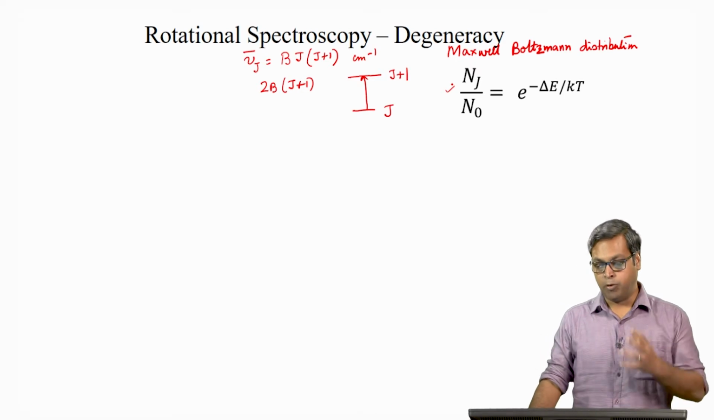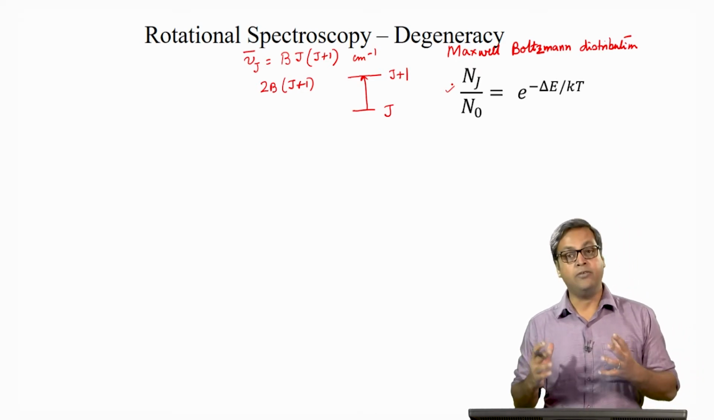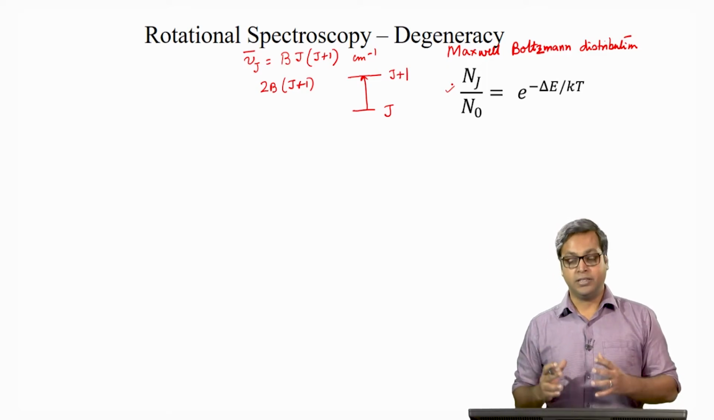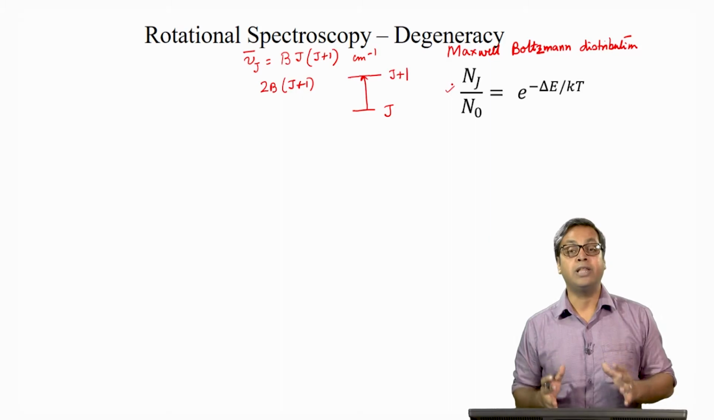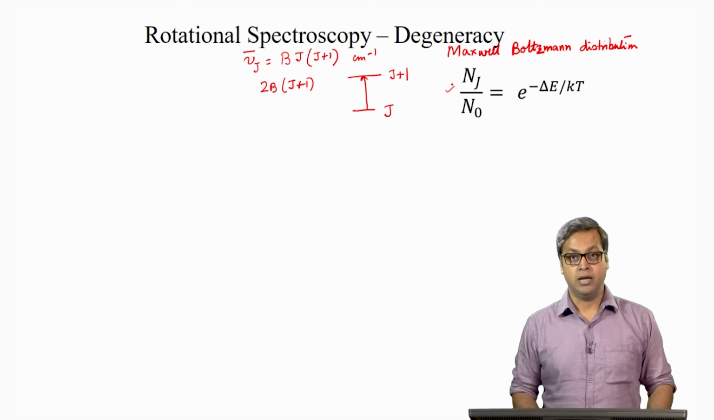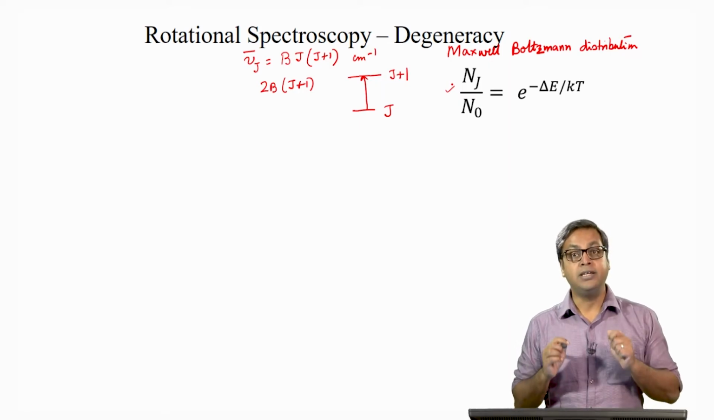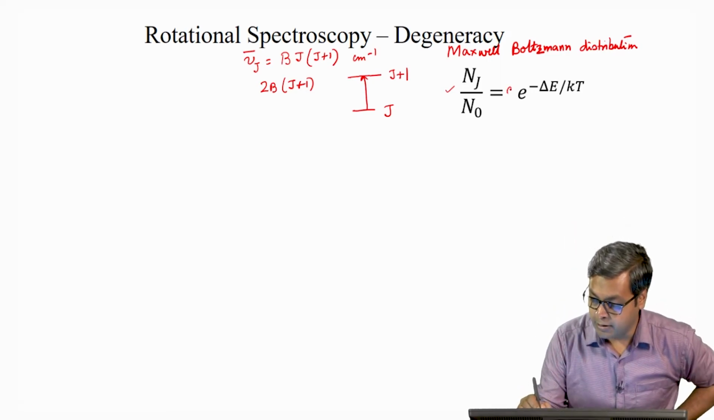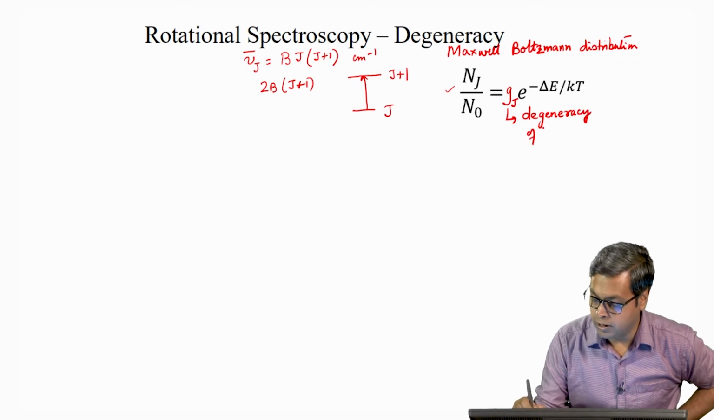So, we see the population of any level, if we compare with the population of some other level, this Maxwell-Boltzmann distribution depends on the energy gap between the two levels. But additionally, it also depends on the degeneracy of the energy levels. So, we can write another term here, which is G j, where G j is the degeneracy of the jth level.